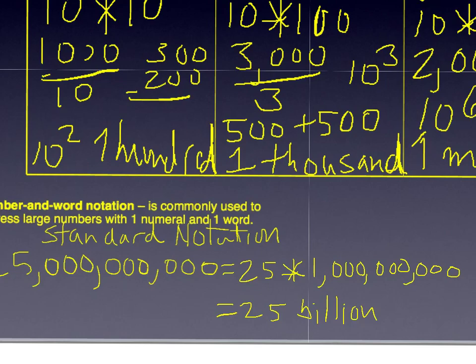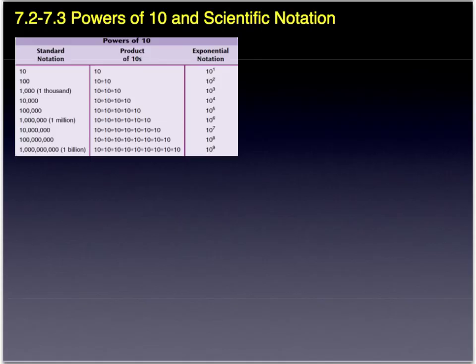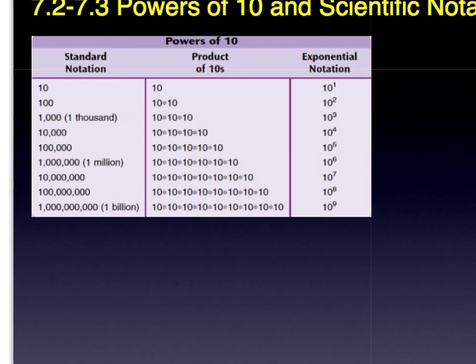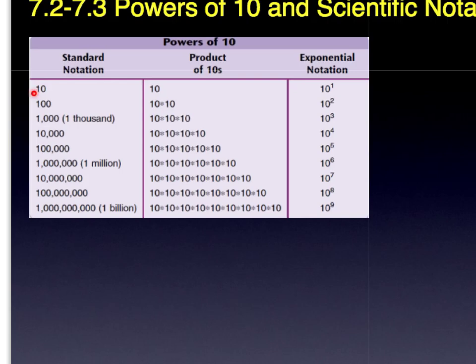So let's look at a place value chart. Okay, so here's our place value chart with powers of 10. As you can see, we start from, let me zoom in a little bit so it's easier to see this, just the basic 10. The product of 10 is 10, and exponential notation is 10 to the power of 1, which is just 10. So that's itself, basically 10 times 1. 100 is the same thing as 10 times 10, which is 10 to the power of 2.